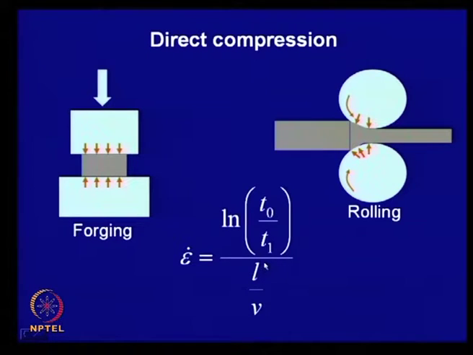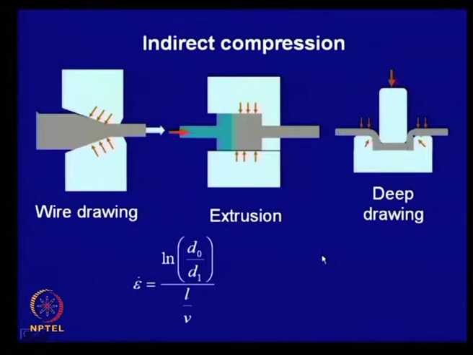If we consider the rate at which the material is flowing in this rolling mill, say the product comes out with a velocity v, then the time it takes to pass through the roll is L over V. Therefore, we can calculate the strain rate, which is quite an important parameter, and it is possible to calculate the same thing in wire drawing as well as extrusion.